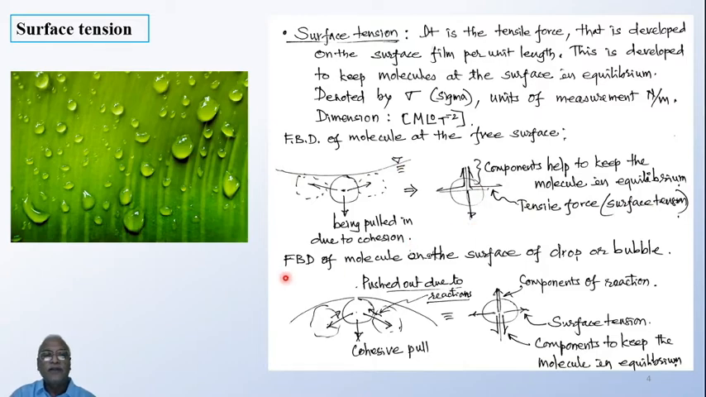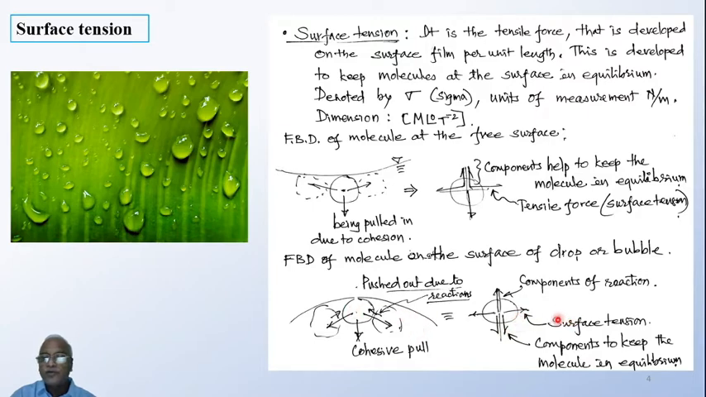Now similarly, if I take a free body diagram of the molecule on the surface of a drop or bubble, if you look at it this way, this is the molecule under consideration. There will be a reaction, and that reaction will have two components, vertical and horizontal, and there will be a cohesive pull inside because of the existence of other molecules also, right? And there will be a force of attraction because of other molecules also. So these cohesive forces will have two components.